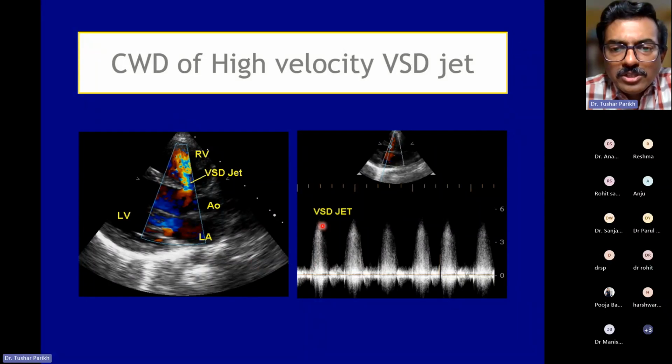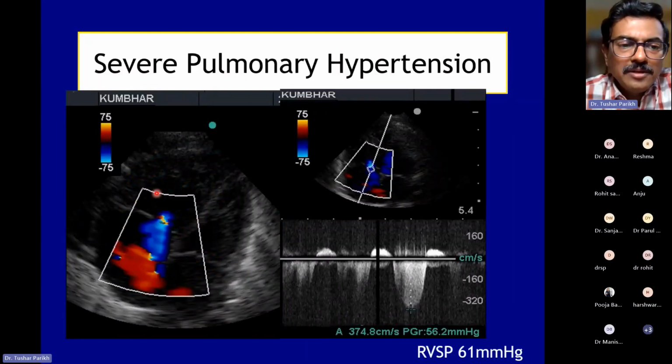Now you are going to get a velocity of the VSD jet which is going to be more than 2. So here it is about 4 or 5. You have to actually measure it. So this looks around 4 meter per second. Now this 4 meter per second velocity is quite a high jet velocity, and based on that you can calculate the pressure difference between the two. So again this is a tricuspid regurgitation, and as you can see the continuous wave Doppler is seen as a diamond here, and then you measure the velocity along the line.